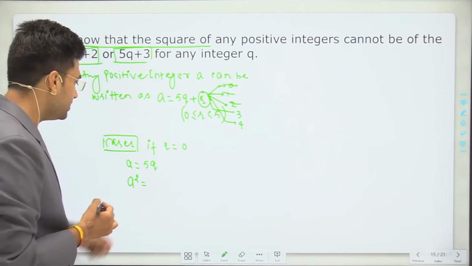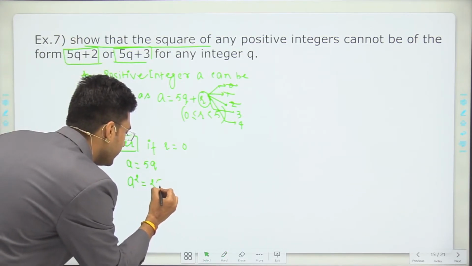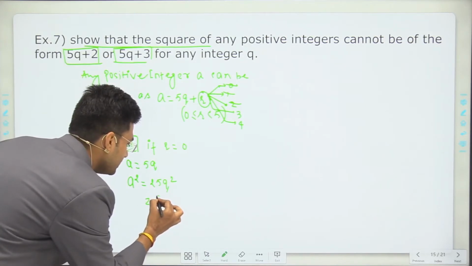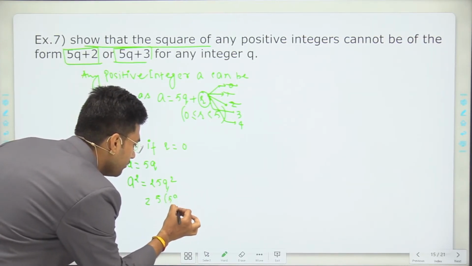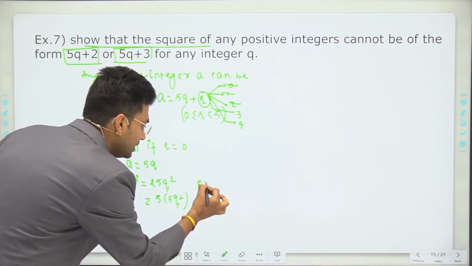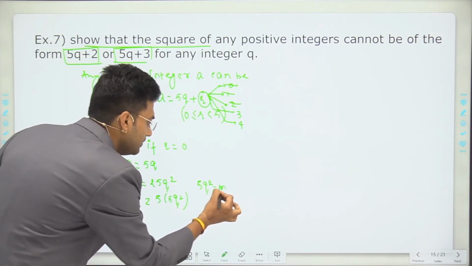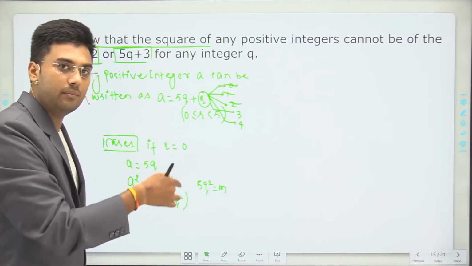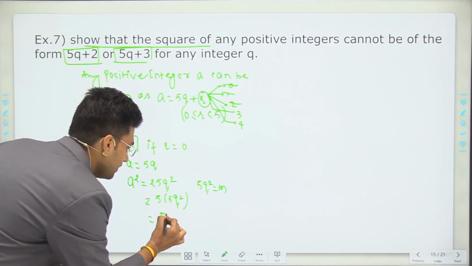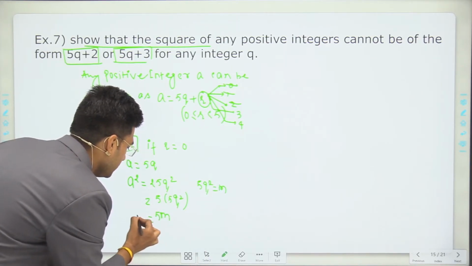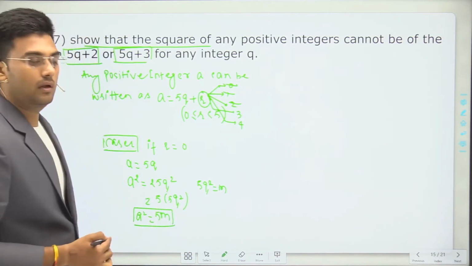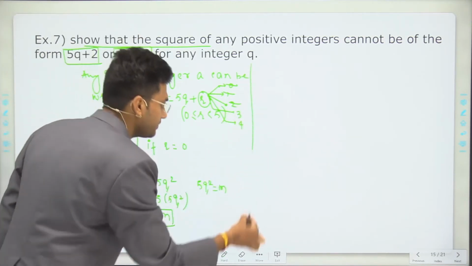So a square is equal to what? A square is equal to 25q square, or we can write it as 5 multiplied by 5q square, and let us assume 5q square is equal to m, and here m is any integer. So a square is 5m. Now come to the next case.